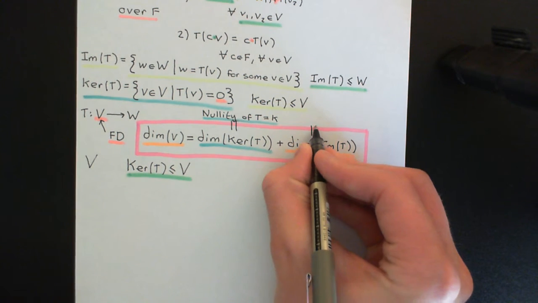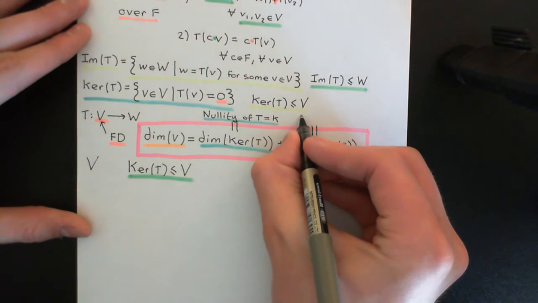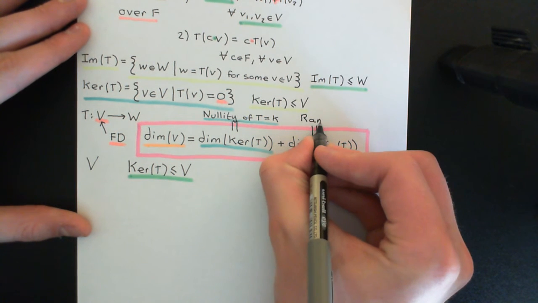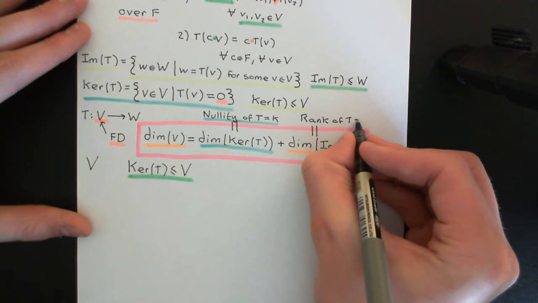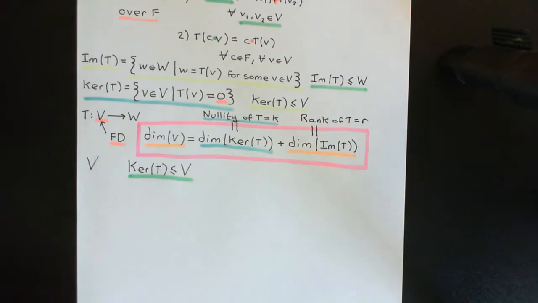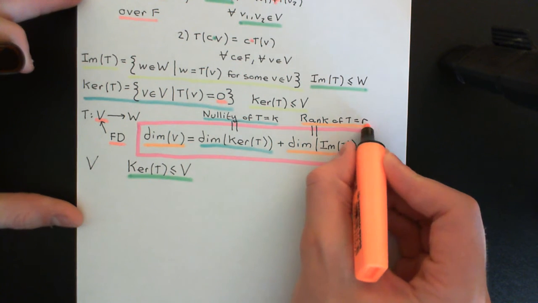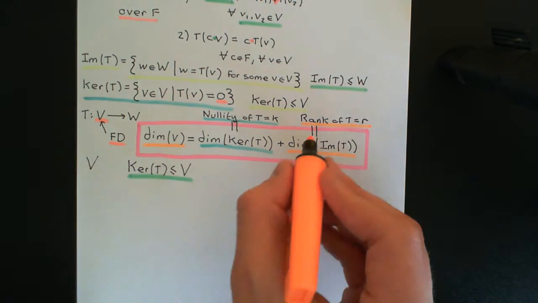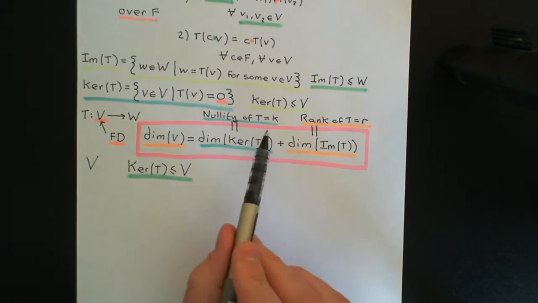In addition, the dimension of the image of a linear transformation, that has a fancy name as well. That is often called the rank of a linear transformation, or the rank of T, and that's denoted usually by a little r, like so. And for this reason, this dimension formula is sometimes also called the rank nullity theorem, but we'll call it the dimension formula. Okay, so just a few bits of notation there.